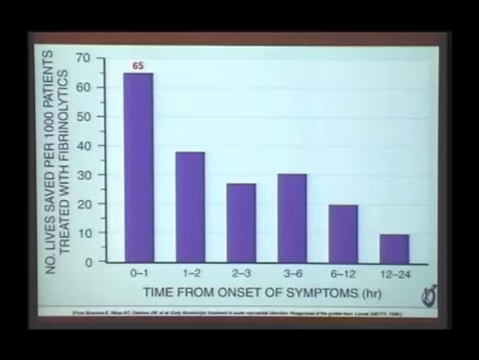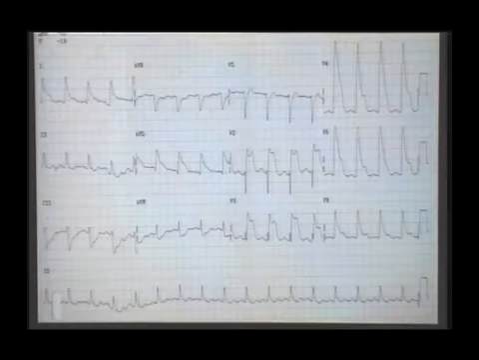Because if you thrombolyze within 1 hour, you can save 65 lives. If you thrombolyze within 6 hours, you will save only 30 lives. If you thrombolyze after 12 hours, you will save only 10 lives. So it all depends upon the reperfusion, when you do the reperfusion.